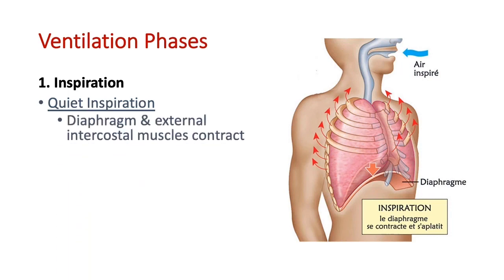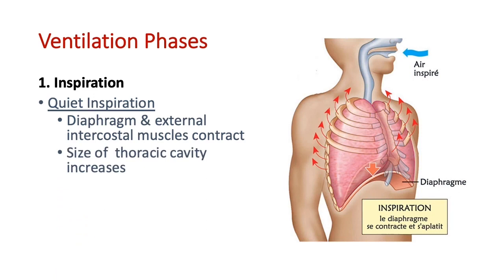During quiet inspiration, the diaphragm, which is a dome-shaped muscle when it is relaxed, will contract and flatten, moving down inferiorly. The external intercostals, which are located between the ribs, will contract, pushing the rib cage out and up. Both of these actions will end up expanding the thoracic cavity, increasing the volume.